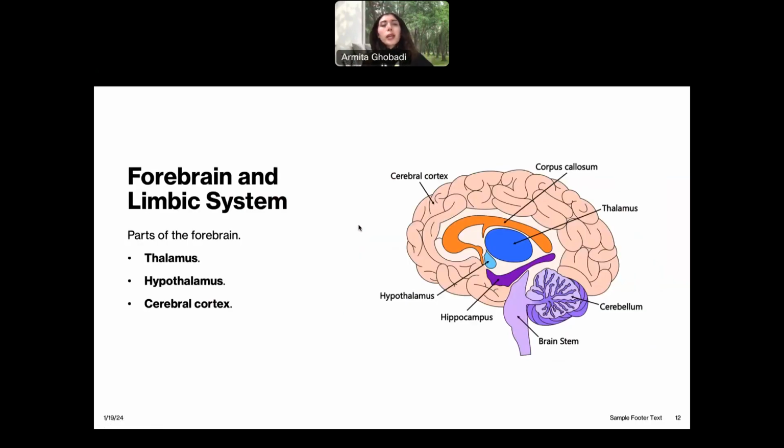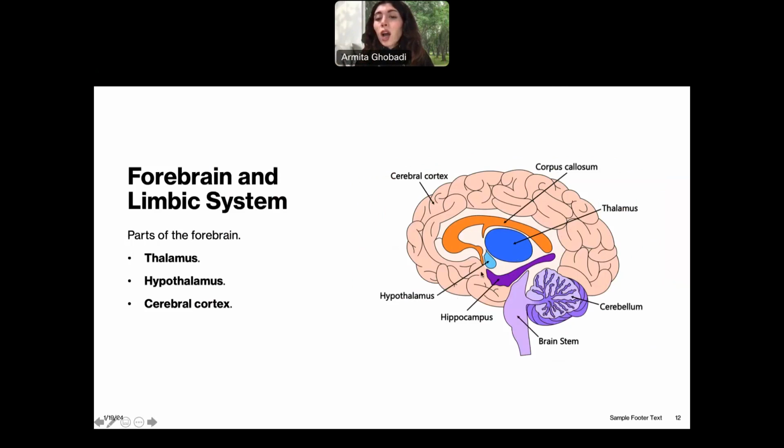So here we're going to talk about forebrain and limbic system. The limbic system is basically all about your emotion. But the forebrain does have different parts, and the parts are really responsible and important for several functions. Let's look at the picture of the brain here. You can see this part is thalamus. It's oval shaped and in the center of the brain.